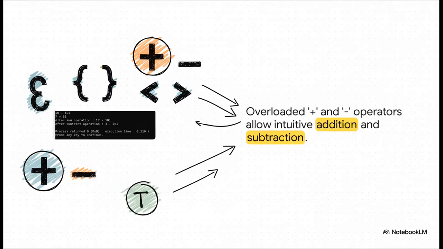And this is the payoff. Once we've defined operator plus and operator minus for our complex class, our code becomes so clean and readable. It looks just like regular math. The sum is calculated correctly, the subtraction is calculated correctly, our custom type now plays nicely with the standard operators.